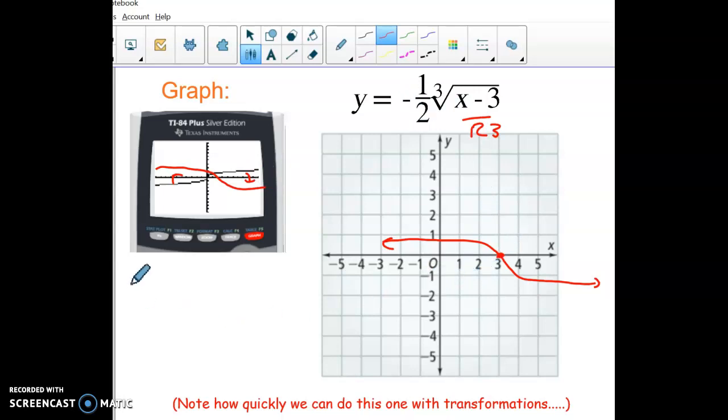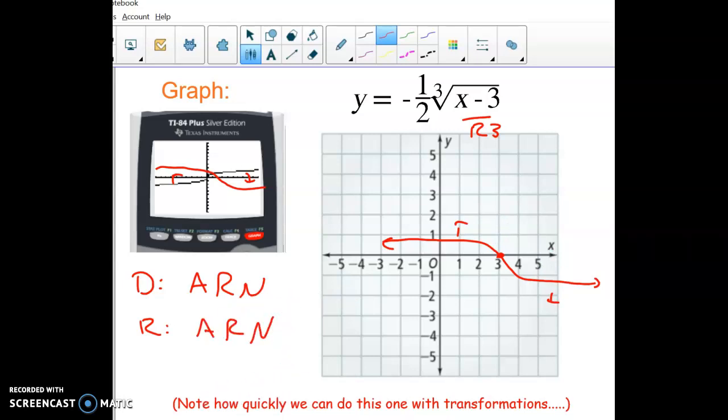All right, domain and range. Looking at the graph again, it goes forever in both directions for x, so that's all real numbers. And even though it doesn't look like it, for y, it'll go up forever and down forever. So the range is also all real numbers.